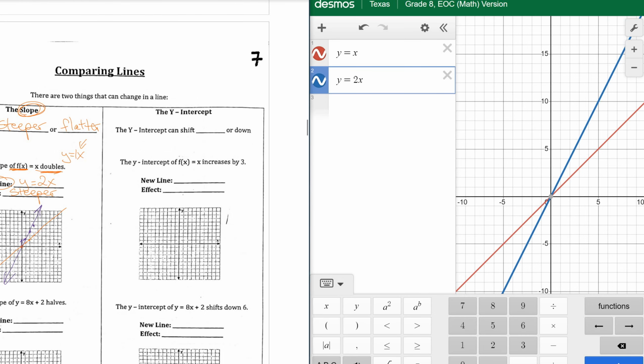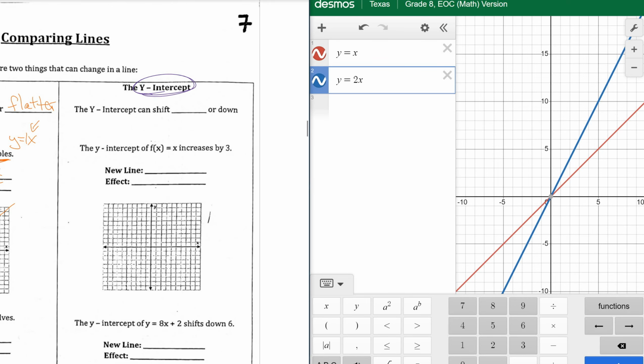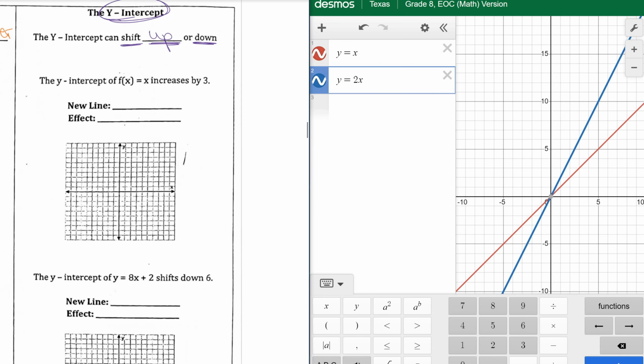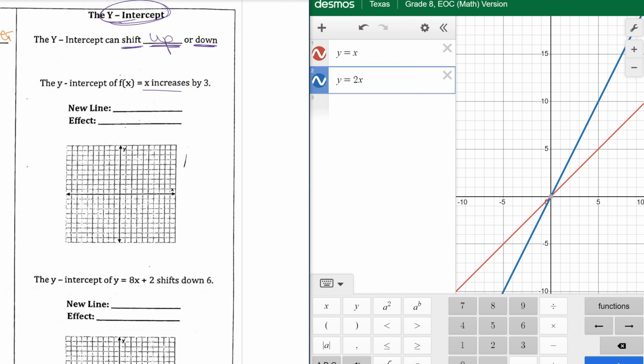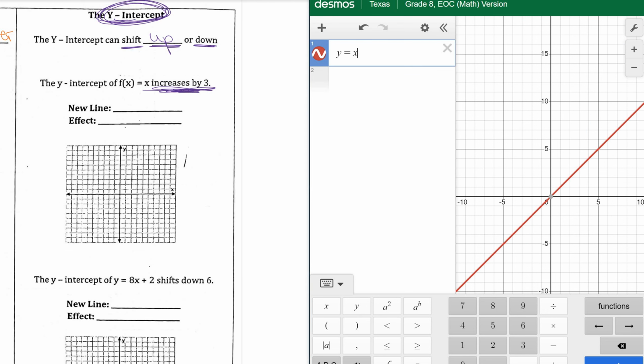All right, now what happens if instead of changing slope, we change the y-intercept? Well, it's not going to make it steeper or flatter. It's going to make it shift up or down, one of the two. All right, it says you're going to increase the y-intercept by 3. I'm going to delete the second equation. We're going to use the same parent function, y equals x. That's always the same parent function, y equals x. And now we're going to change it to y equals x plus 3. It went up 3. The y-intercept is the b at the back, and it went up 3.